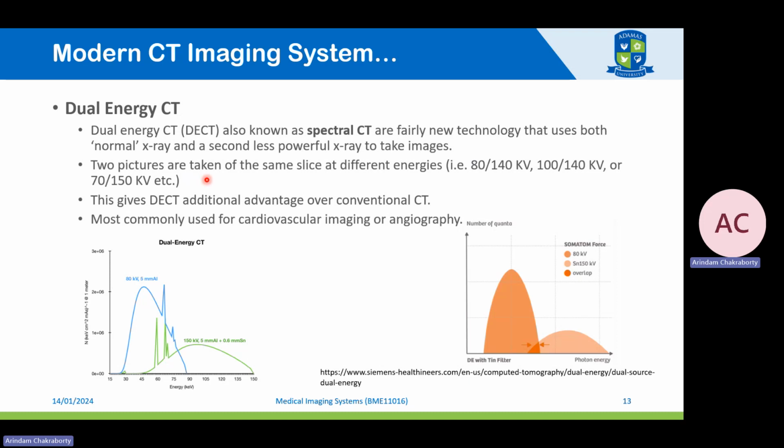So this extra addition of a second less powerful X-ray source gives DECT an additional advantage over the conventional CT. Again, this is most commonly used for cardiovascular imaging, particularly during interventional techniques such as angiography. And this is a typical image. So this is the higher energy X-ray, followed by this lower energy X-ray, and this is the overlap region. So this gives a better visualization of the overall system with a relatively better temporal resolution.